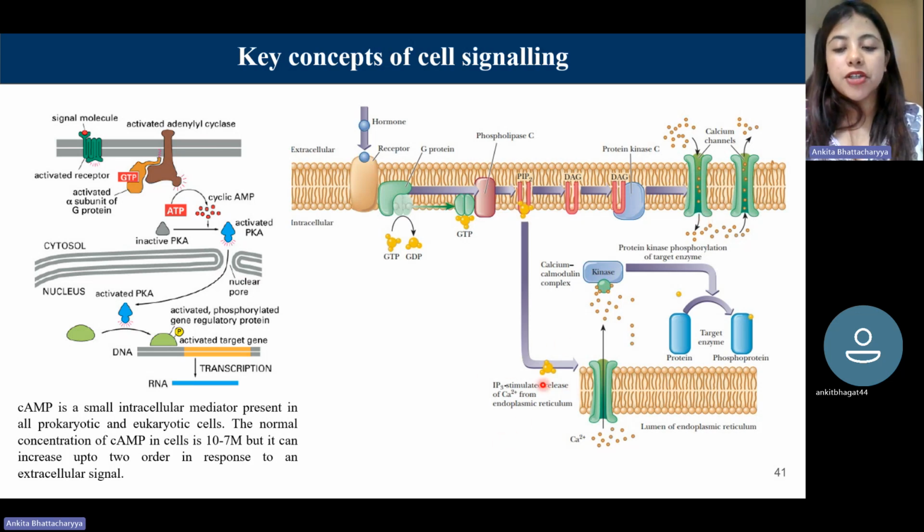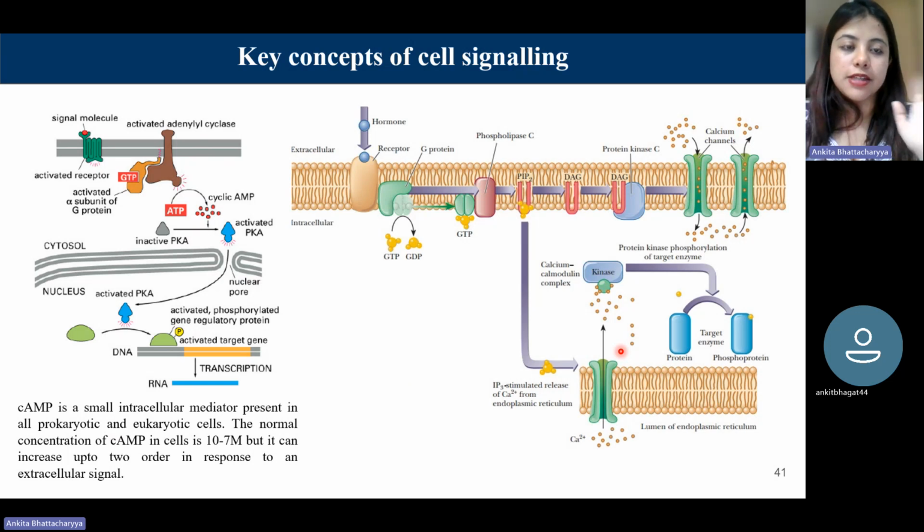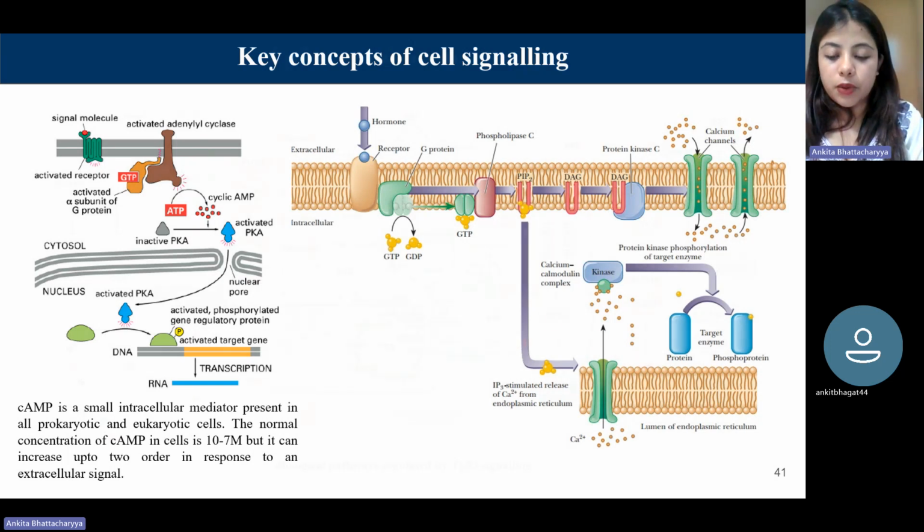IP3 also triggers the release of calcium from the calcium stores present within the cell. In this case, that is the ER, and then that gets released into the cytoplasmic region, and then it is able to trigger the activation of calcium-calmodulin complexes, which can then trigger the activation of downstream enzymes. You don't need to know this much detail, but basically the topmost enzyme is able to trigger the production of secondary messengers like IP3 and DAG, and they mediate the downstream effect of that signaling pathway. So that is basically what happens.